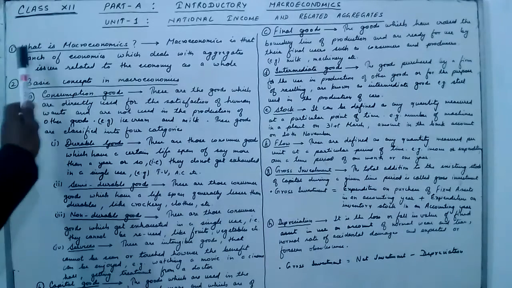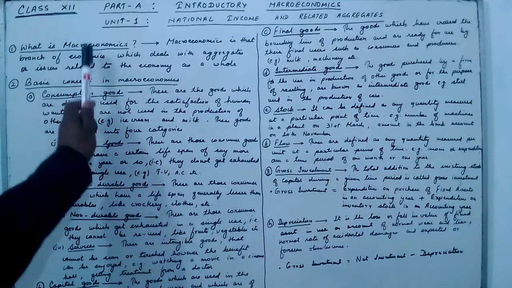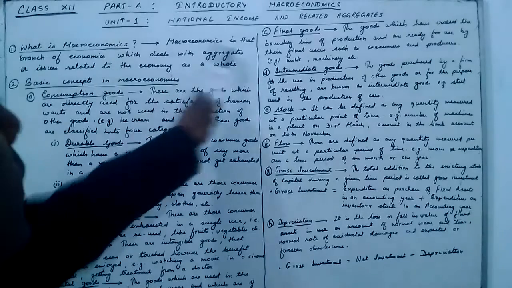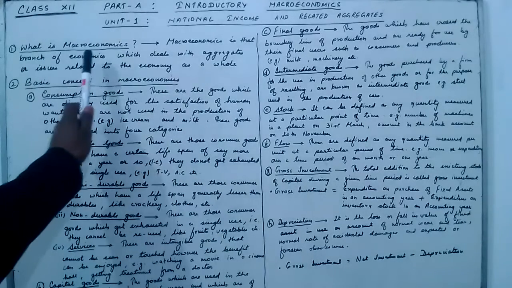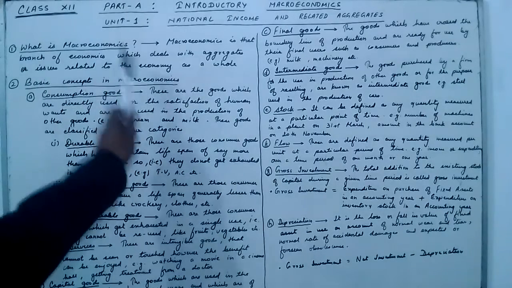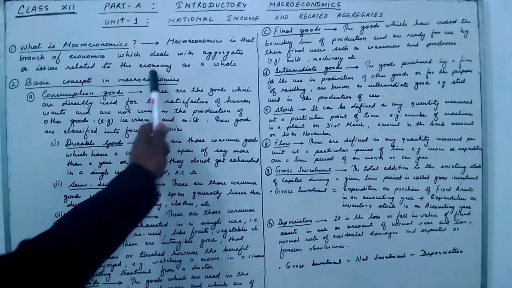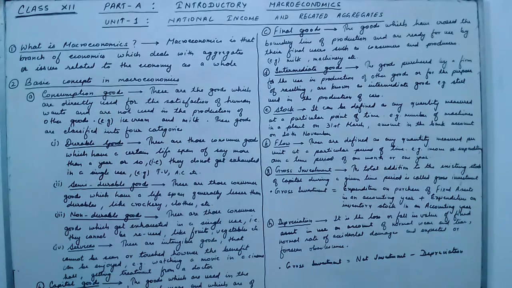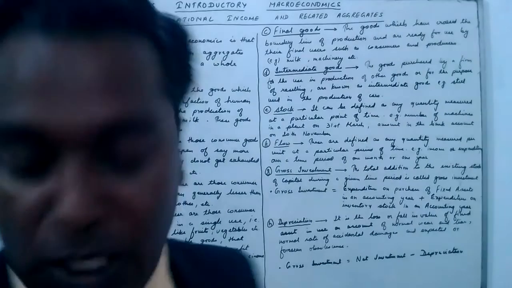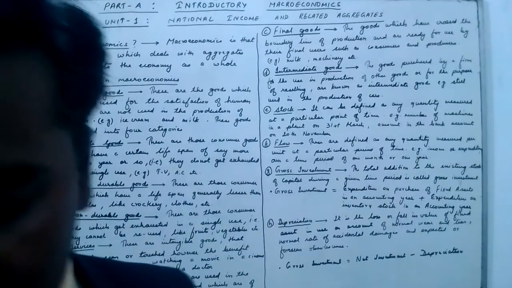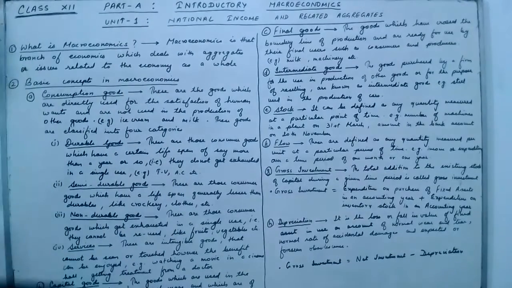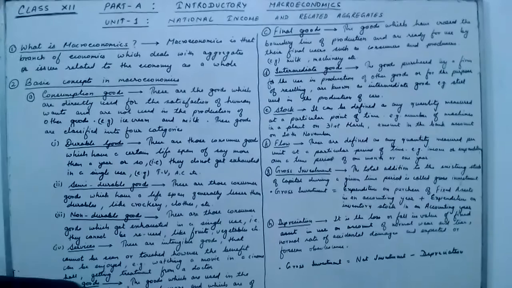First topic is what is macroeconomics. Macroeconomics is that branch of economics which deals with aggregates or issues related to the economy as a whole. Here we study the economy as a whole, that is the national income, and we also study the employment of the people.